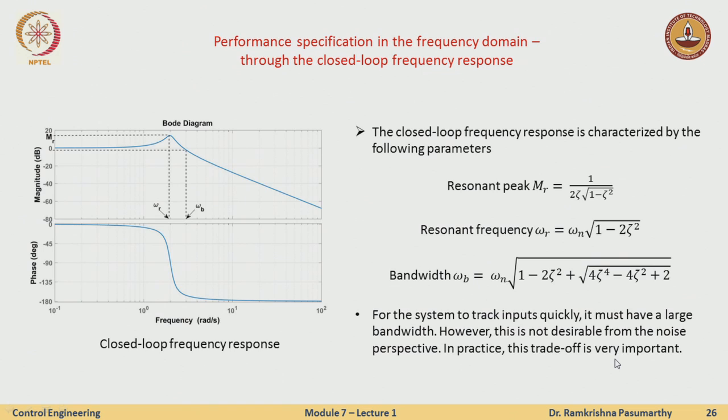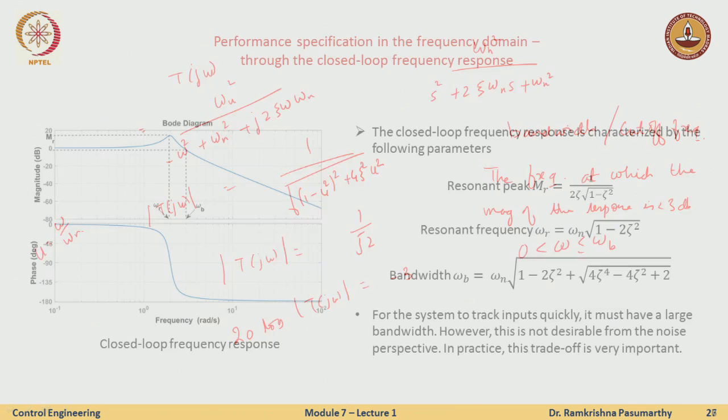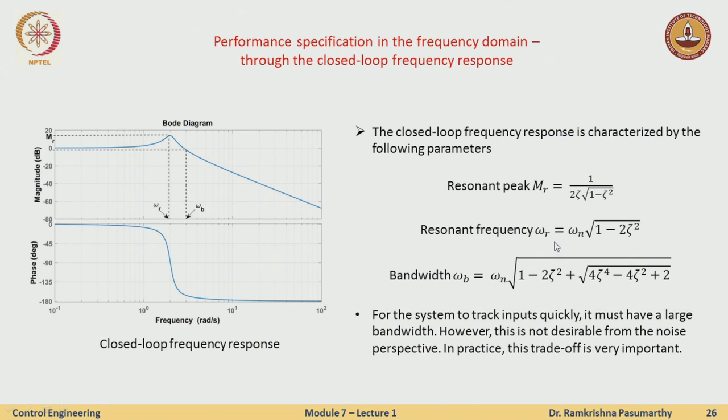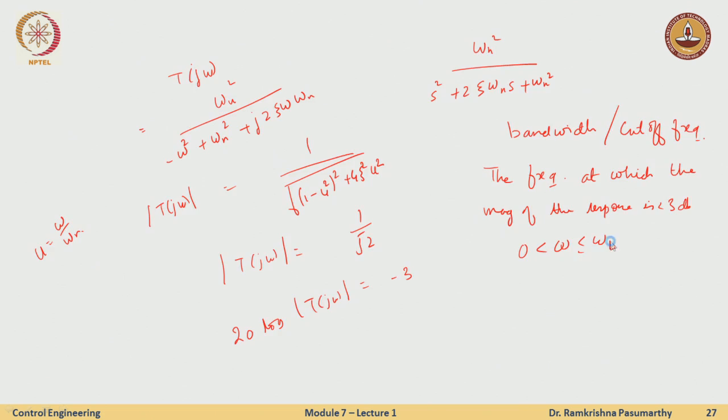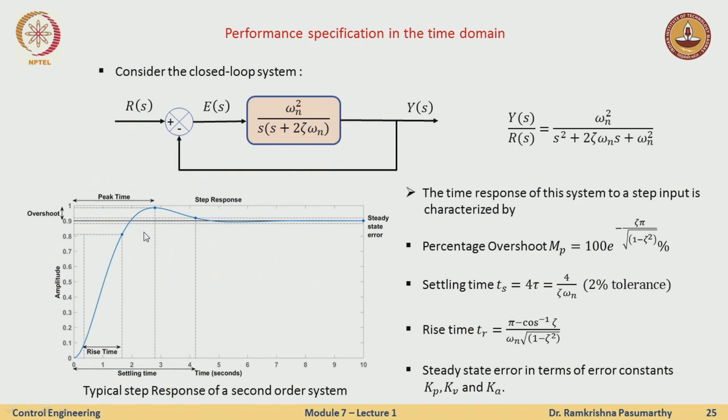So, in practice we will actually look at trade-offs between good and bad. Now, the MR, or the resonant peak, depends only on zeta. Somewhere here, and then you also have the formula for the resonant frequency. In this case, it has an exact correlation with MP. If I just draw MR, look at these two formulas. They are quite nice.